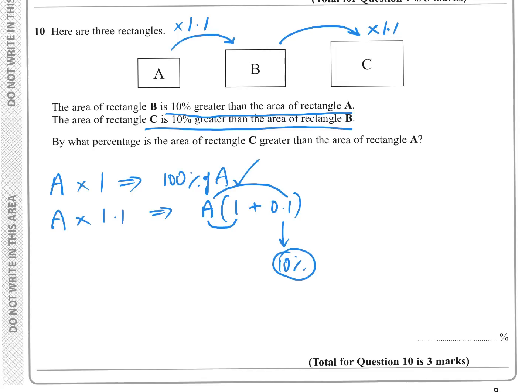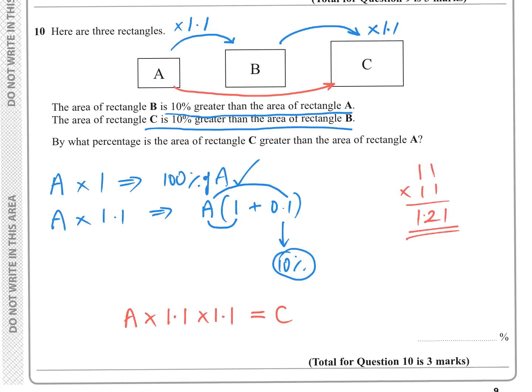So to get from A to C, we've just got to times by 1.1 and then 1.1 again to get to C. So 1.1 times 1.1, well, 11 times 11 is 121. So 1.1 times 1.1 is going to be 1.21. So if we times A by 1, we'd end up with A, and this 0.21 here means that it's been increased by 21% overall.